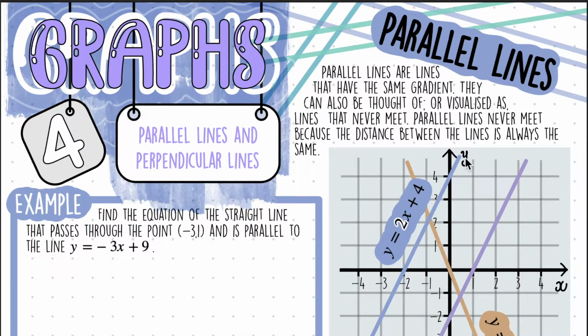Right, this is the worksheet for Graphs section 4 on parallel lines and perpendicular lines. As I said in the intro, parallel lines are lines that have the same gradient. This means that parallel lines are lines that are always the same distance apart. It also means that parallel lines never meet. Now that's the case for now.